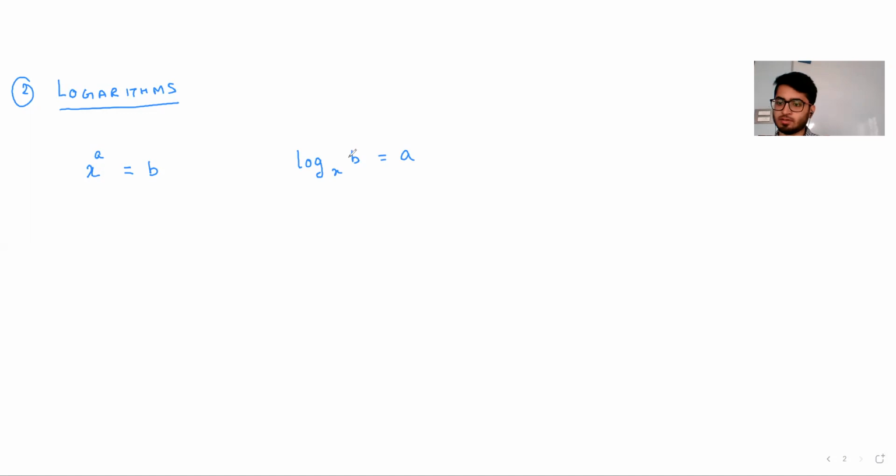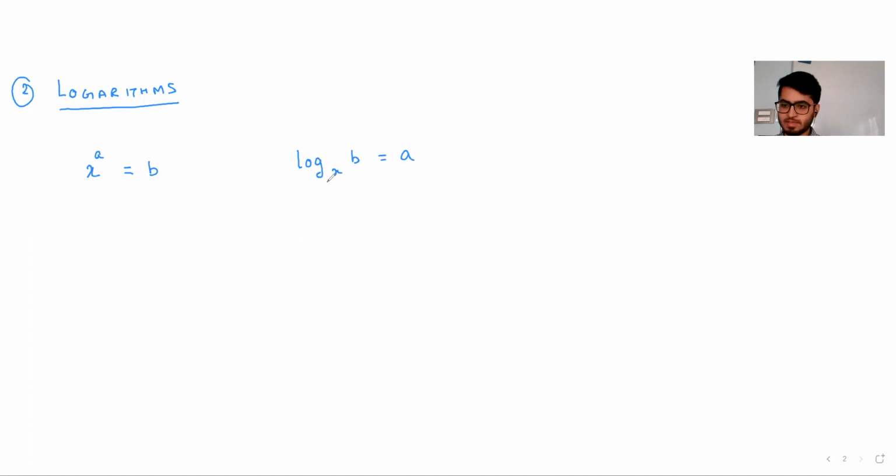If I have a b here, then what this tells us is to what power should the base, in this case x, be raised so that the resulting value is b. So we know that x to the power a is b. So log of b is nothing but a.